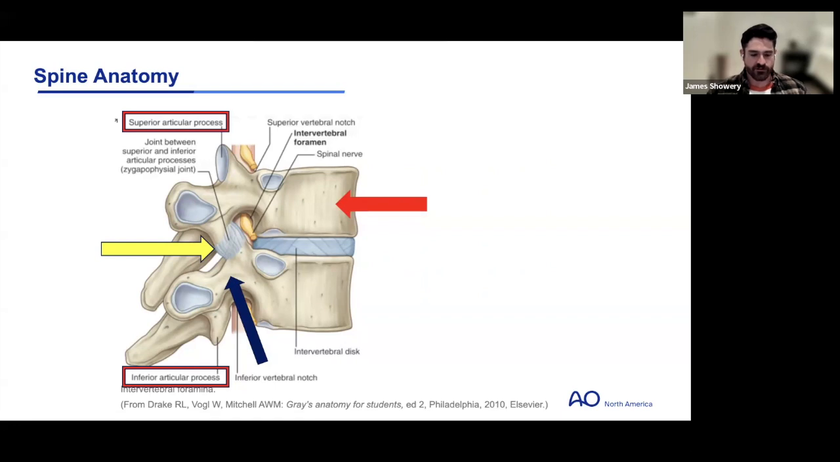And as you can see, there's costovertebral joints. Here, this blue arrow is highlighting the pars, which connects the inferior articular process to the superior articular process. The yellow line is pointing to the facet joint, or the zygapophyseal joint, which is the joint that connects the posterior aspect of the spine. And then obviously the red arrow is pointing to the vertebral body. And then here we can see the intervertebral disc, the spinal cord, and exiting nerve roots.